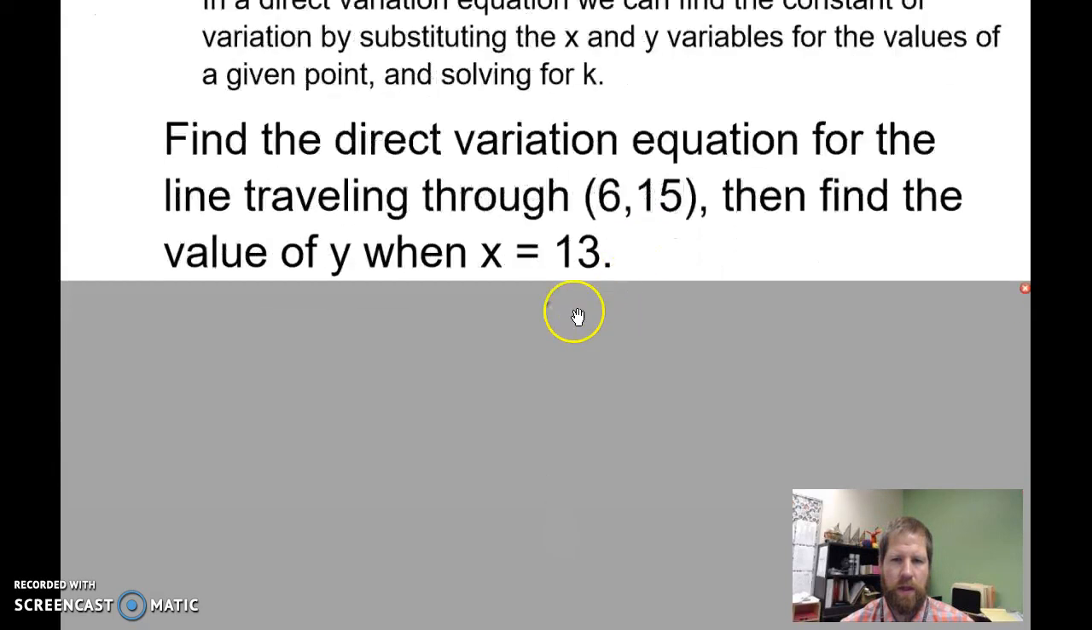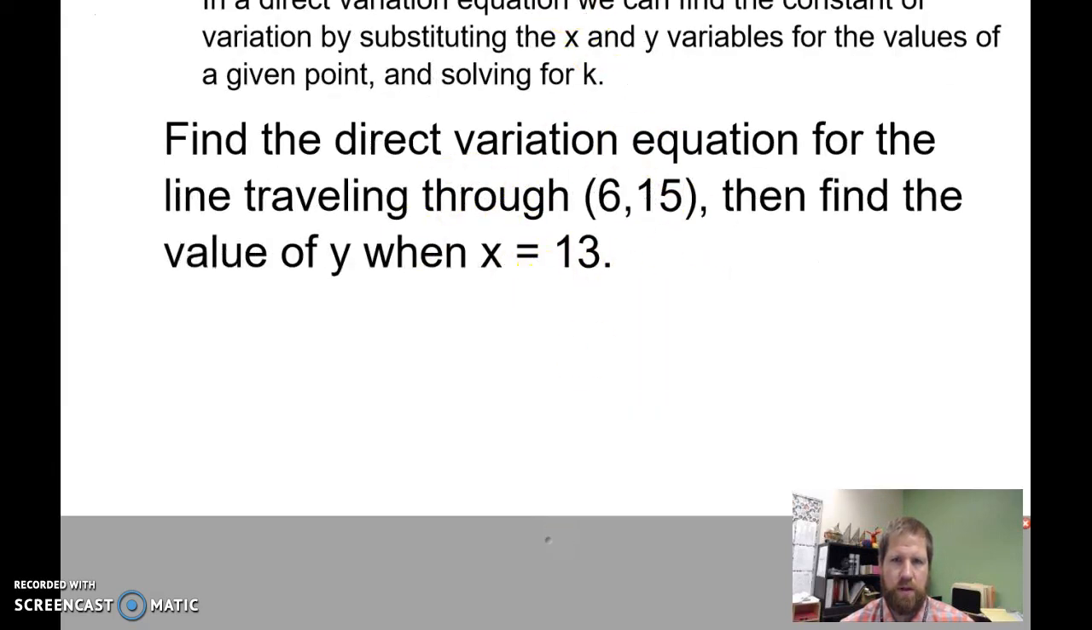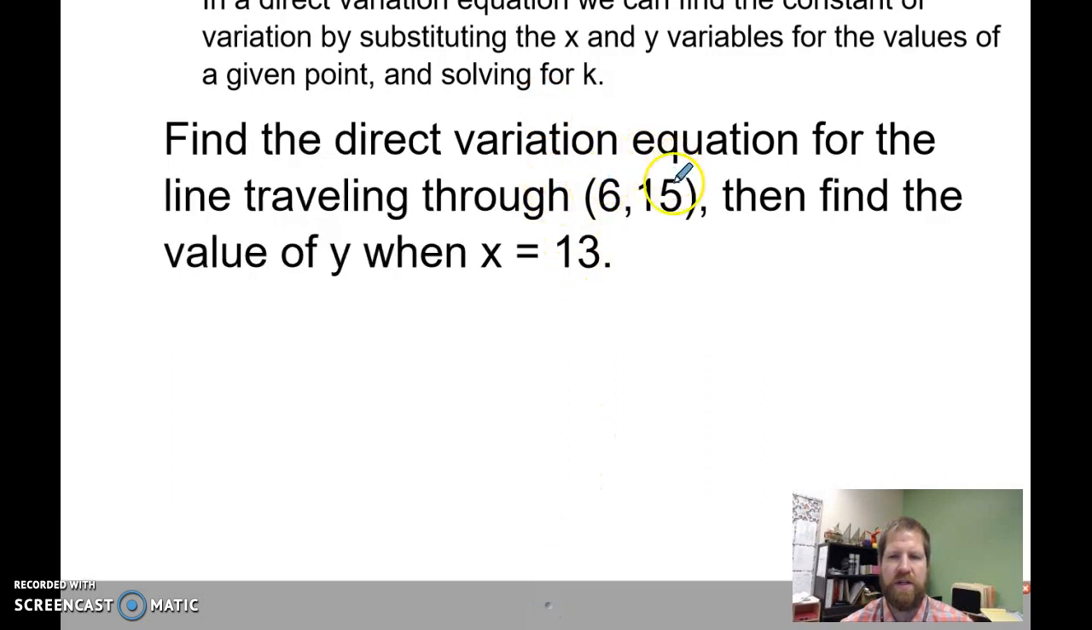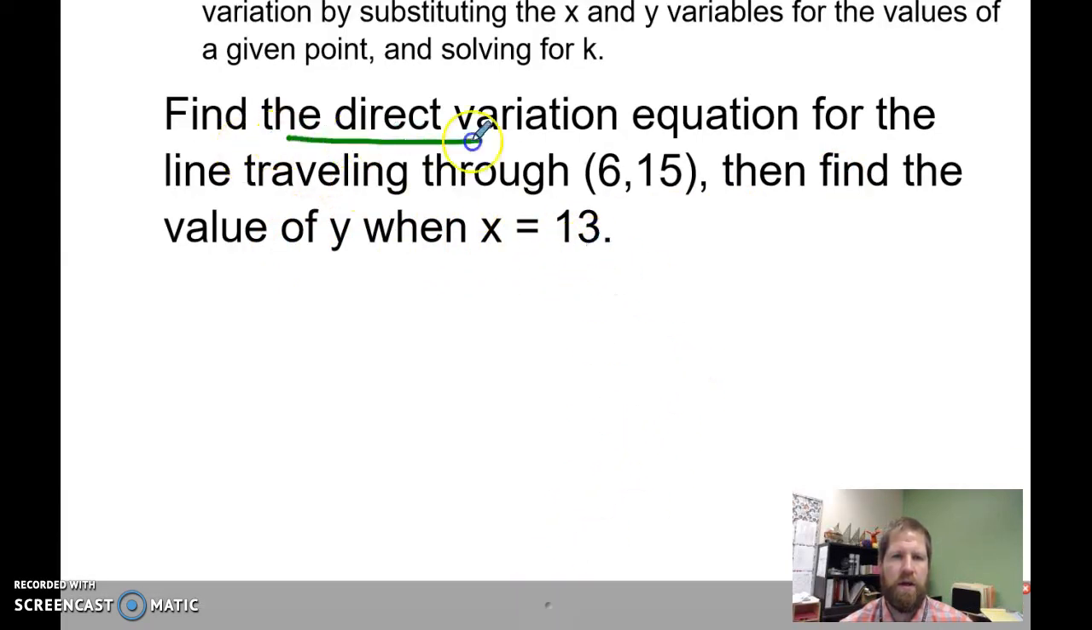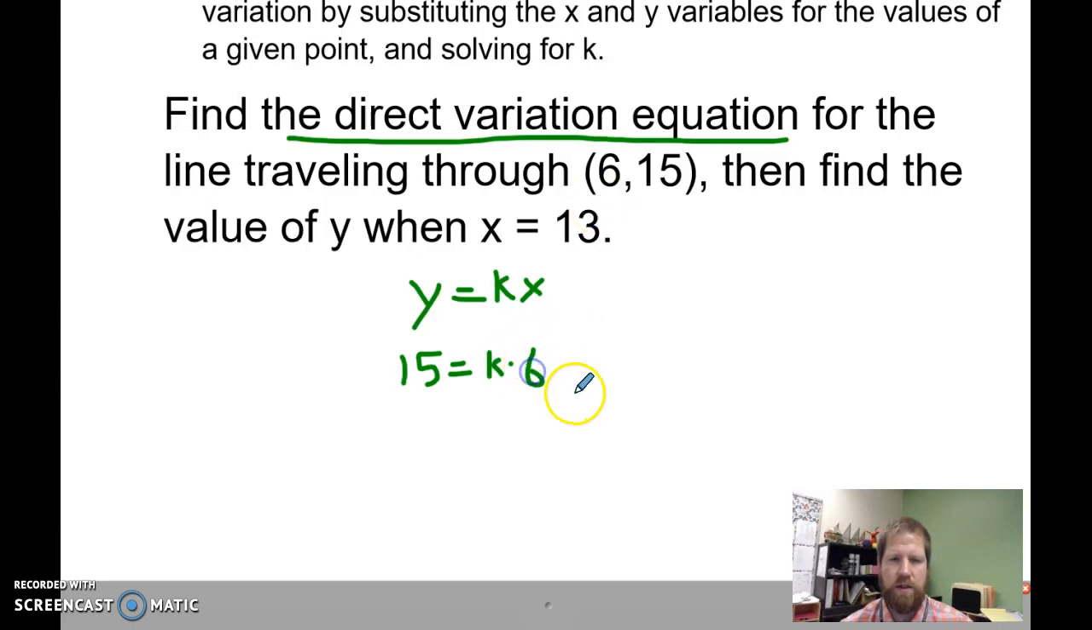Alright, so if this is my question, find the direct variation equation for the line traveling through (6, 15), then find the value of y when x equals 13. So your first step is going to be finding that equation. Okay, so I'm going to start with my y equals kx, put in my values. Y is 15, so 15 is equal to k times 6.